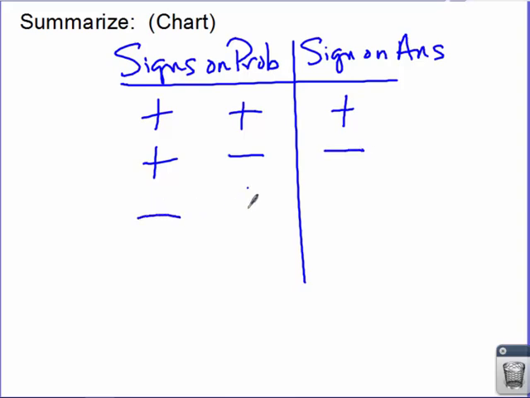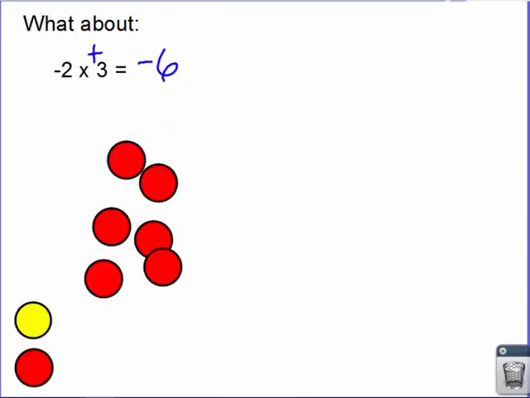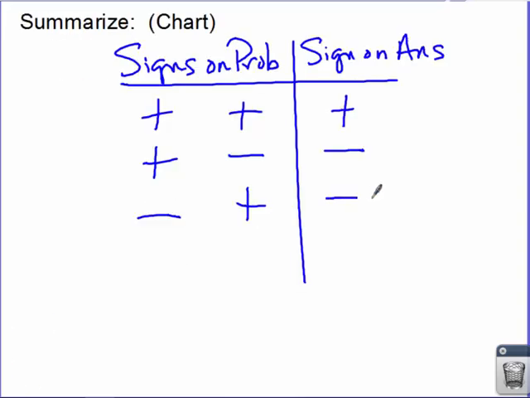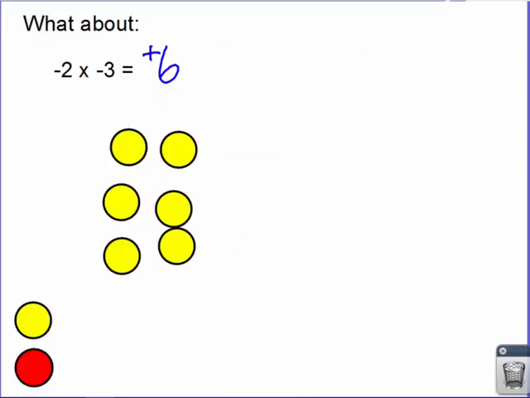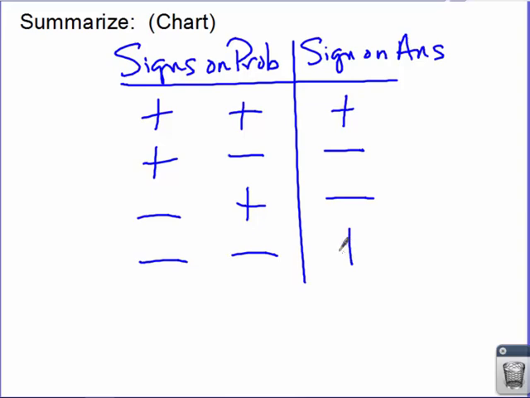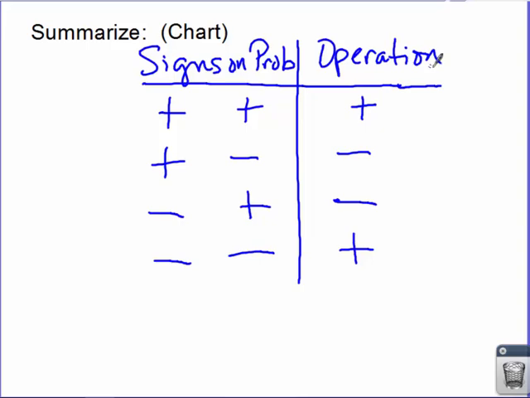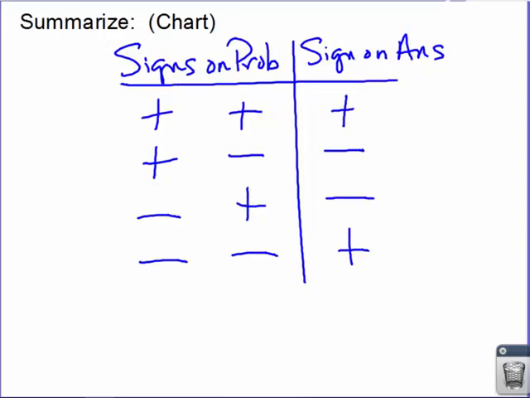What if I had a negative times a positive? That one gave me a negative as an answer. And what if I had a negative times a negative? That gave me a positive as an answer. So if you look at these charts, the only difference between this chart and the other chart is the words right up here on this column. In addition, this one said operation, and in multiplication it says sign on the answer.